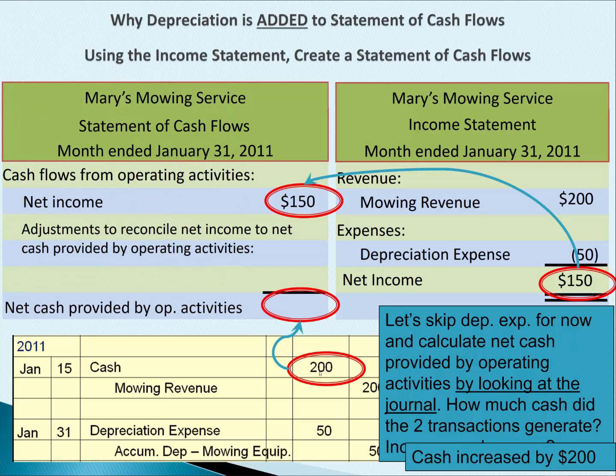So at the bottom of the operating activity section, this is the operating activity section here, we need to show net cash provided by operating activities. Well, just looking at the journal, since this is such a simple company, we know it's $200.